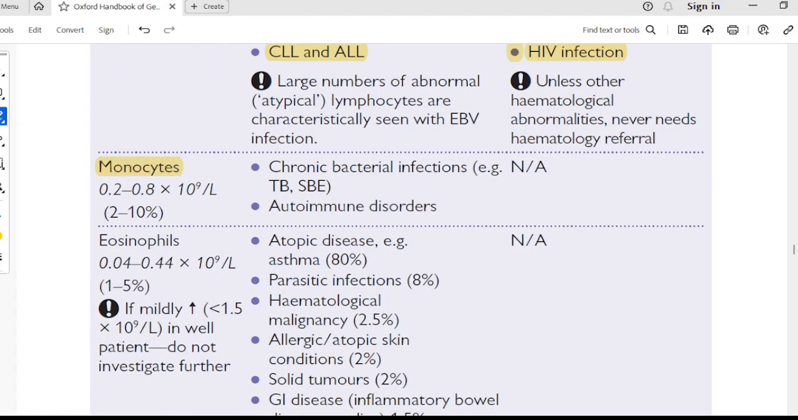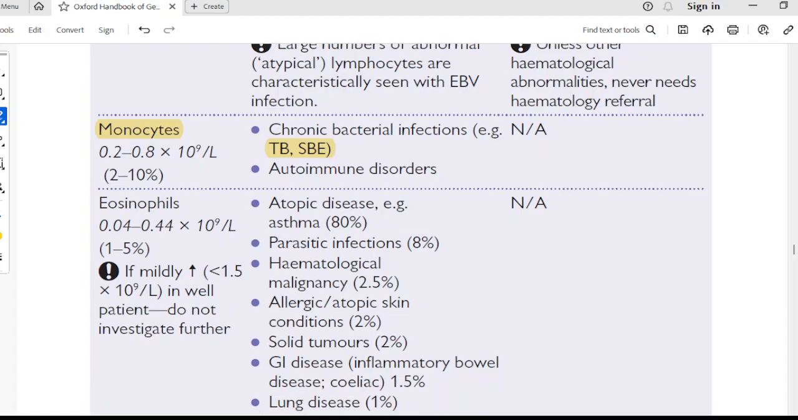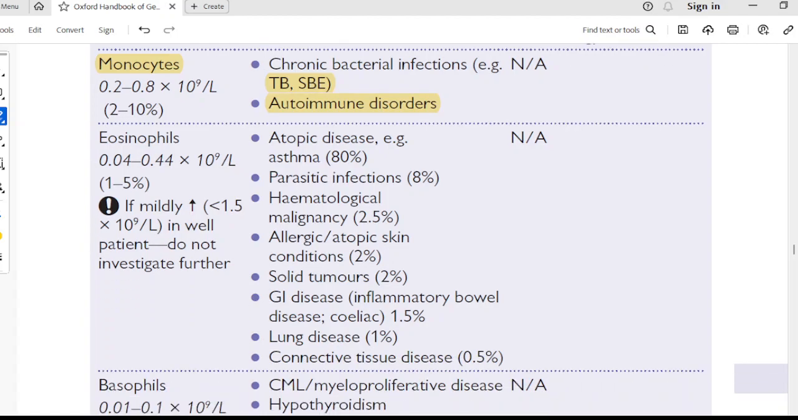Monocytes: 0.2 to 0.8 ×10^9, 2 to 10%. Chronic bacterial infections, for example tuberculosis or subacute bacterial endocarditis, will cause increased monocyte counts. Autoimmune disorders also do. A decreased monocyte count is not applicable; there is never a clinically relevant decreased monocyte count, so we don't have to take it into consideration. Only an increased monocyte count is seen, in chronic bacterial infections, tuberculosis and SBE, and autoimmune disorders.